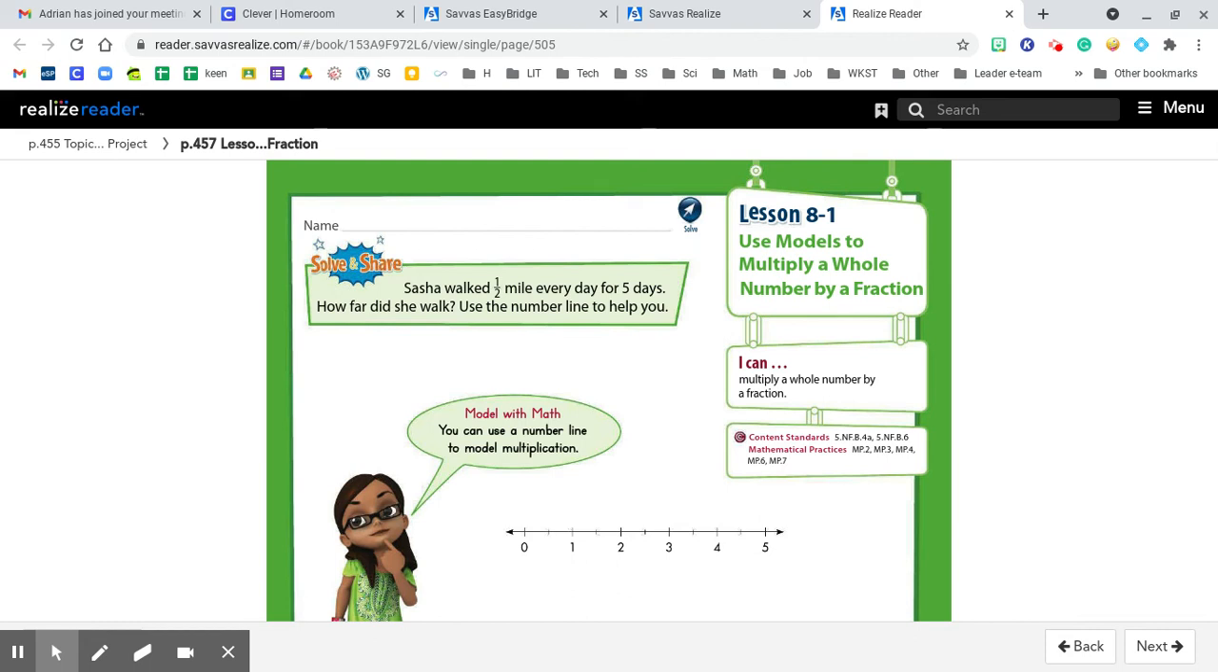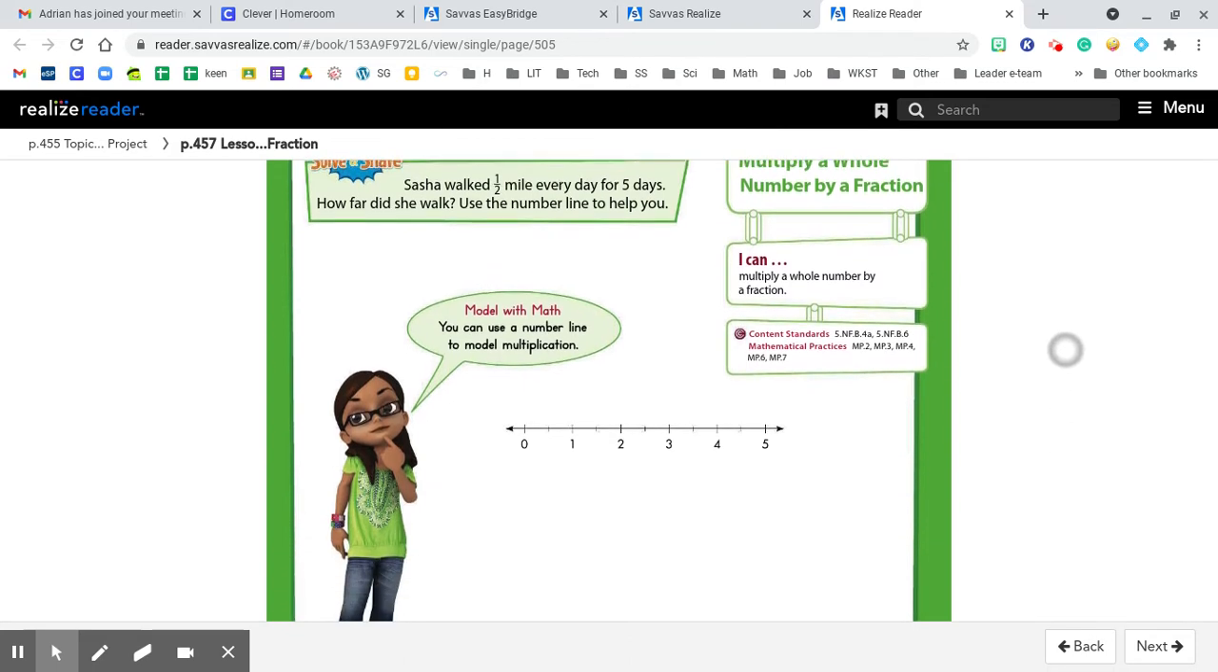Okay, lesson 8-1, use models to multiply a whole number by a fraction. Sasha walked a half a mile every day for 5 days. How far did she walk? Use the number line to help you.